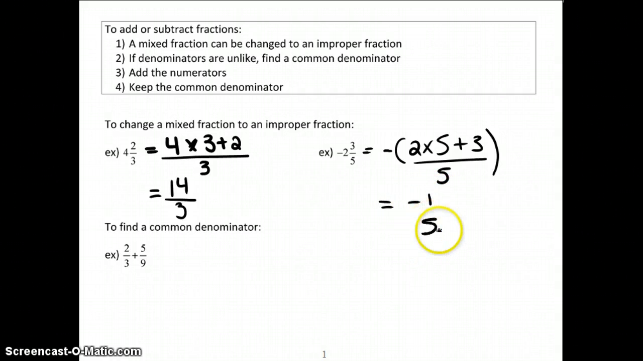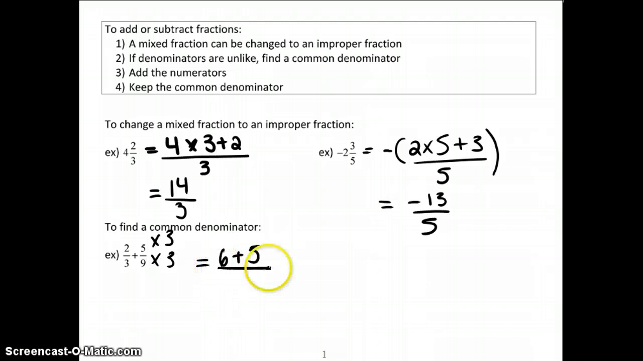13 over 5. Okay, so we now have two fractions, and we're trying to find how to add these two together. The first step we need to do is find a common denominator, because we can't add 2/3 and 5/3 because the denominators are not the same. So if we take 2 over 3 and multiply both the top and the bottom by 3, then you would have 6 plus 5 over 9, right? Which would be 11 over 9.